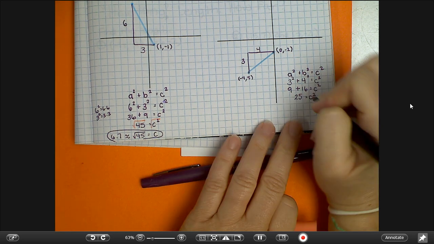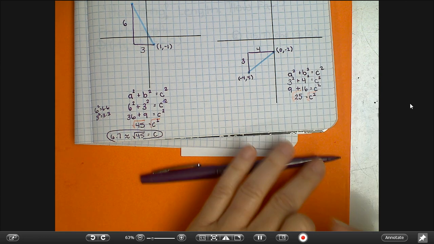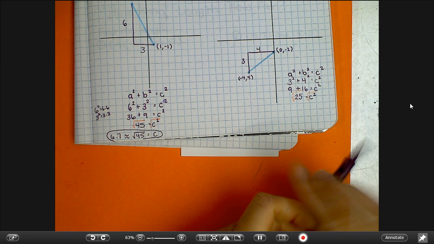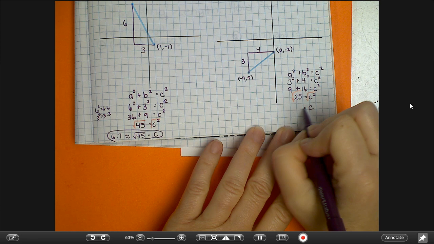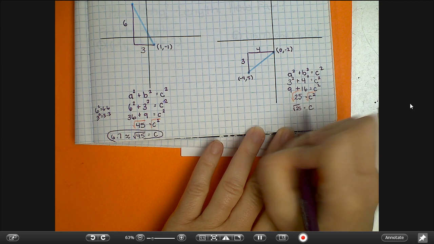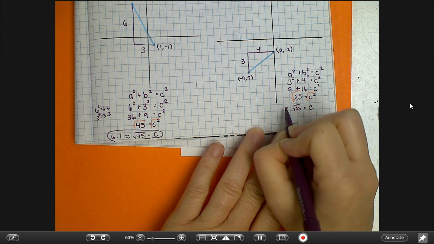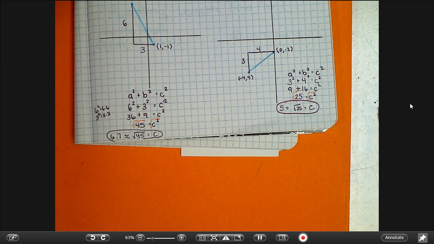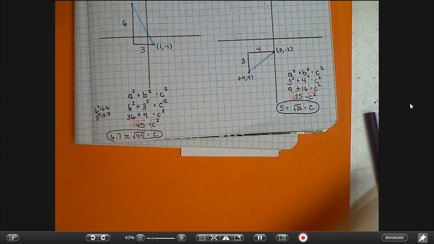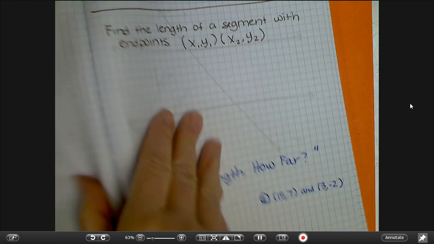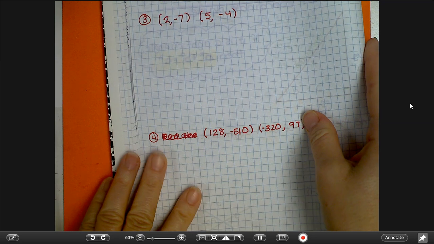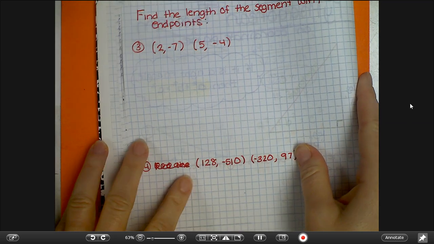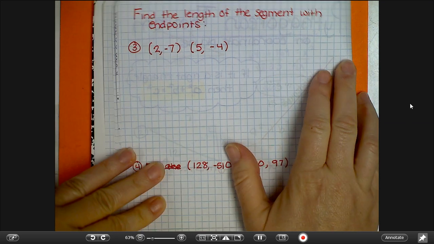Again, to simplify, we're going to take the square root of both sides. So C equals the square root of 25. And the square root of 25 is equal to 5. I have that memorized, but you can use a calculator to do that. All right. I want you to figure out the length of a segment with endpoints 2, -7, and 5, -4.